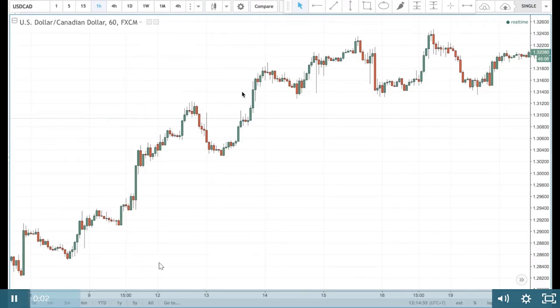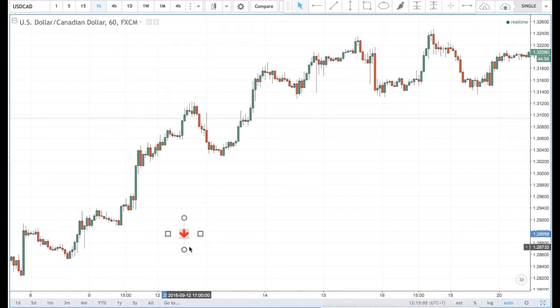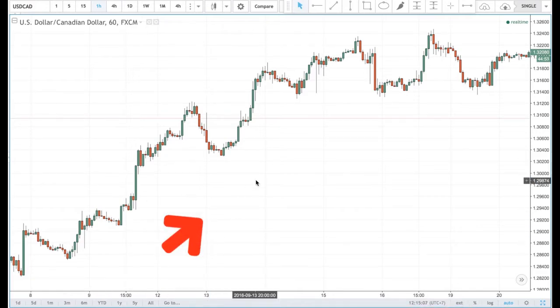So here we go. We got USD CAD on the 60 minutes here. And let's take a look at this one. Now this one is an uptrend. I'm going to show you how things look in an uptrend and how things look in a downtrend. Okay, we're going to cover it in this video.